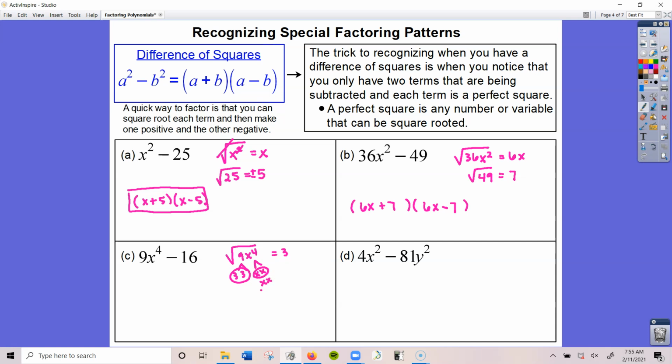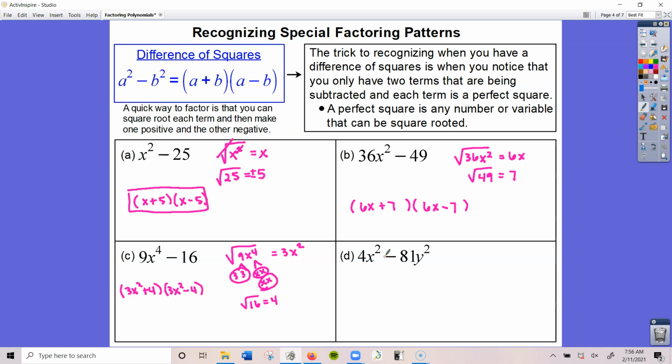So we have two pairs here. So remember, if you're taking out multiple terms out of a square root, you multiply them. So this is an x times another x, which gives me x squared. So that is my first term, 3x squared. Then the square root of 16 is 4. So my factors would be 3x squared plus 4 and 3x squared minus 4.